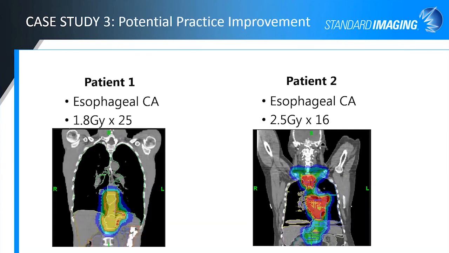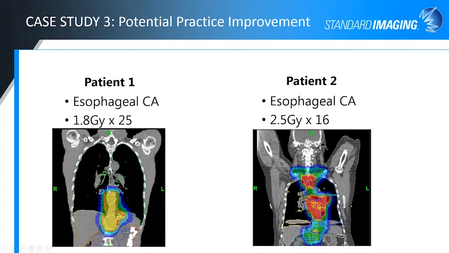My last case is an example of a potential practice improvement. So I have 2 patients here, both being treated for esophageal cancer. Patient 1 is at 1.8 Gy times 25 fractions. Patient 2 is 2.5 Gy by 16 fractions.